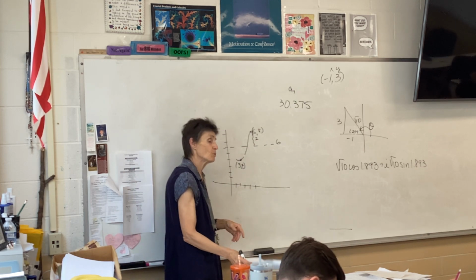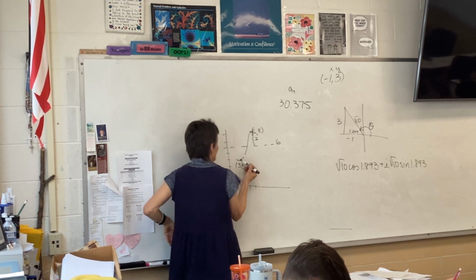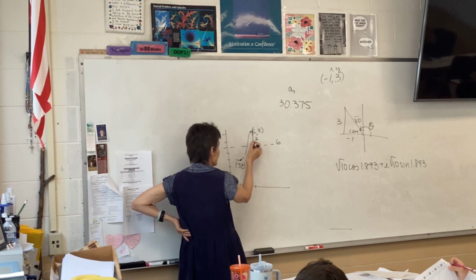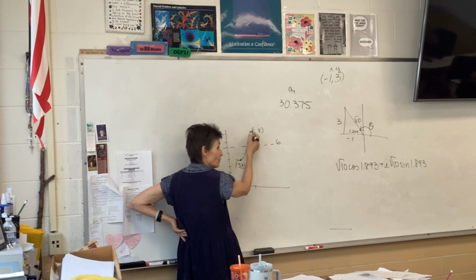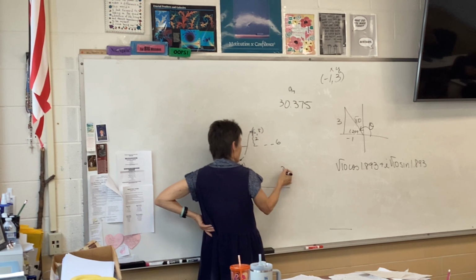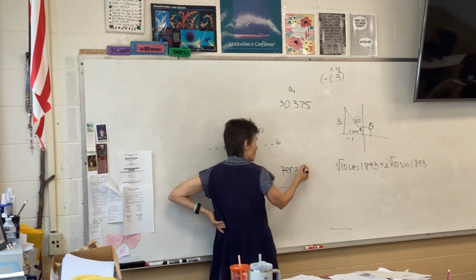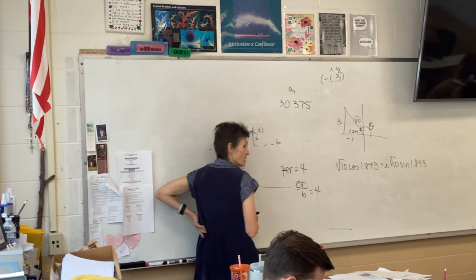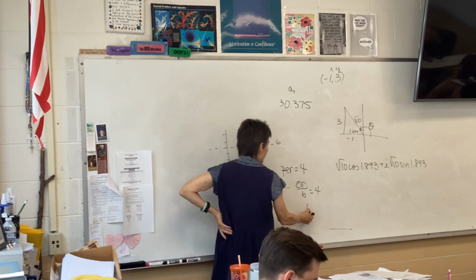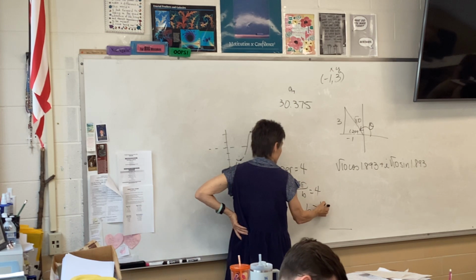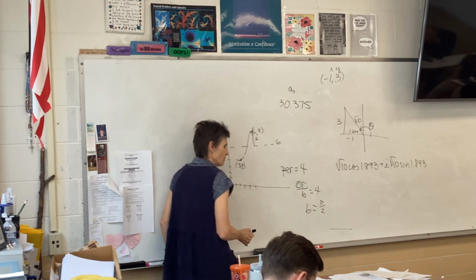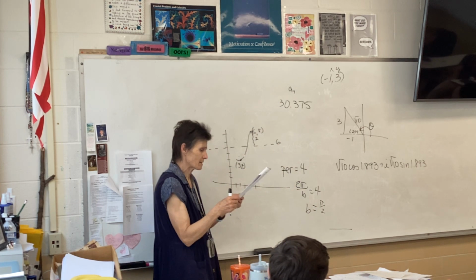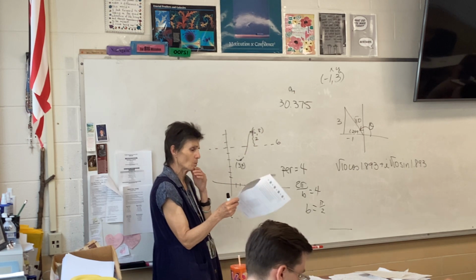Now, B has to do with the period. From minimum to maximum, that's a distance x-wise of 2, which means our period has to be 4. So 2 pi divided by B is 4, so B has to be pi over 2. So B is pi over 2 and D is 6. Good. Anybody have a question about that?